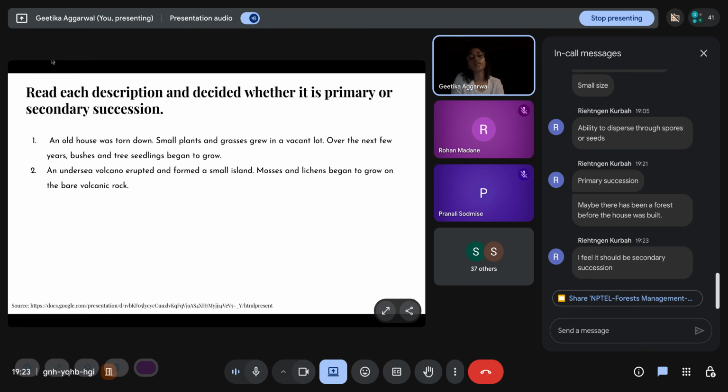Next example: an undersea volcano erupted and formed a small island. Mosses and lichens begin to grow on the bare volcanic rock. This is an example of primary or secondary succession. What do you think?